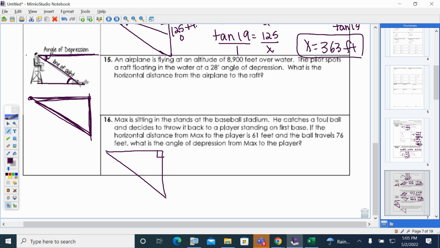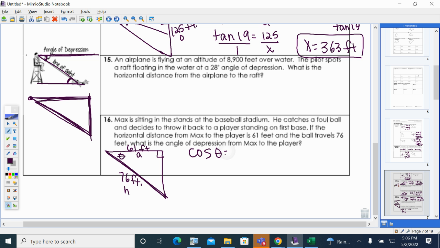Max is sitting in the stands at the baseball stadium. He catches a foul ball and decides to throw it back to the player standing on first base. The horizontal distance is 61, so horizontal. And the ball travels along your hypotenuse, so this is going to be your 76 feet. And what is the angle of depression? So from theta, 76 is my hypotenuse, and the 61 is going to be the adjacent side. So adjacent and hypotenuse is cosine.